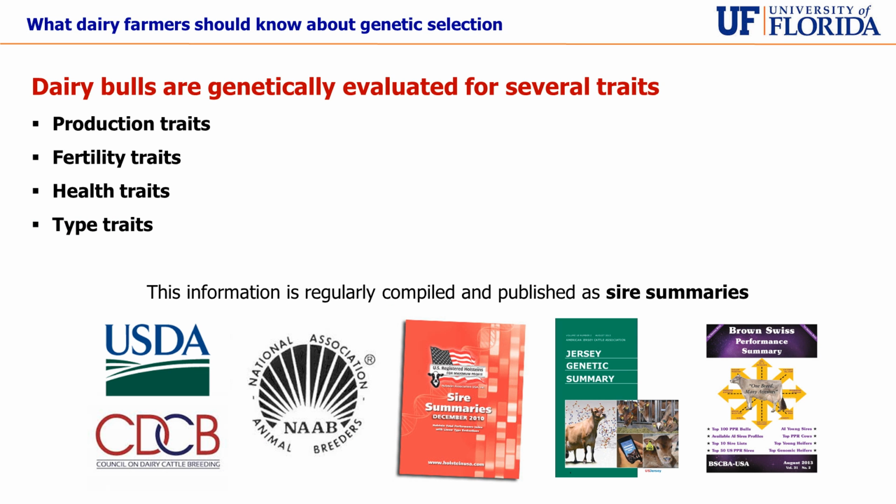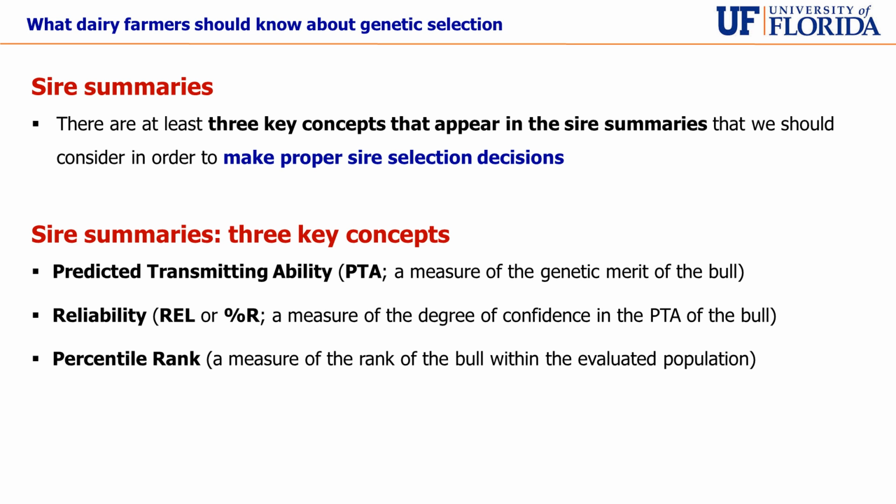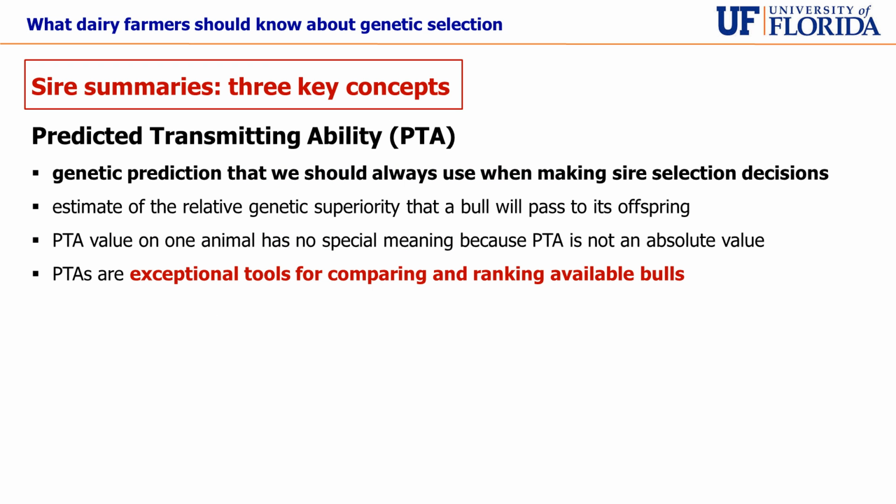So we know that dairy bulls are genetically evaluated for several traits. We have production traits, fertility traits, health traits, type traits, and this information is regularly compiled and published as Sire summaries. Now there are at least three key concepts that appear in the Sire summaries that we should consider in order to make proper Sire selection decisions. The first one is predicted transmitting ability, the famous PTA, which is a measure of the genetic merit of the bull. Secondly, we have reliability, which is a measure of the degree of confidence that we have in the PTA of the bull. And finally, something that I consider really important is what I call the percentile rank. This is a measure of the rank of the bull within the population. I will discuss these three key concepts in the next slides.